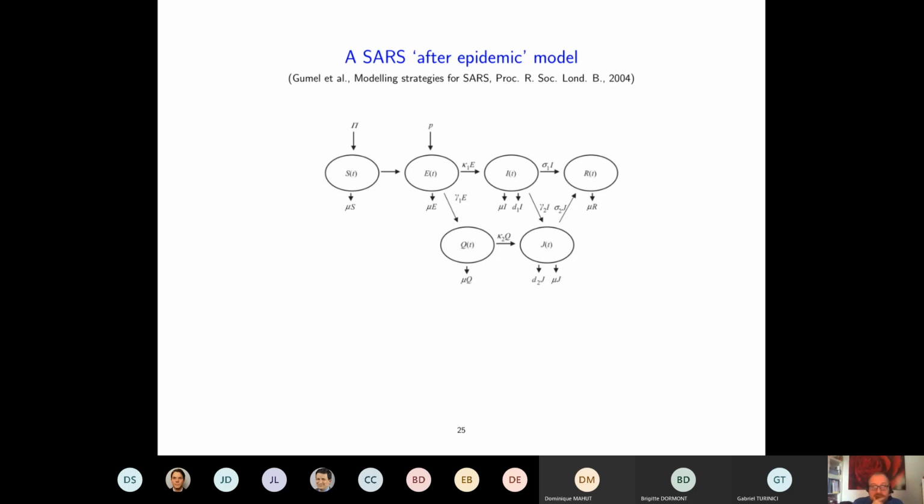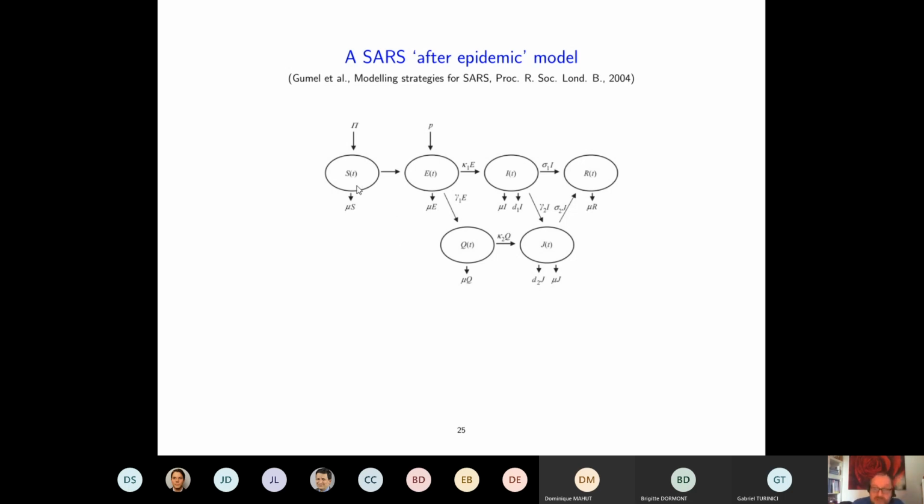So in this case, I would like to present this model, which has been published in 2004 by a large group of researchers concerning the modeling strategies for SARS. And I call this one an after epidemic model, because it has been published in 2004, after the outbreak ended. The SARS tried to return back in 2004, but it did not succeed in that. So this means that everything was known about the evolution of the epidemic at that time.